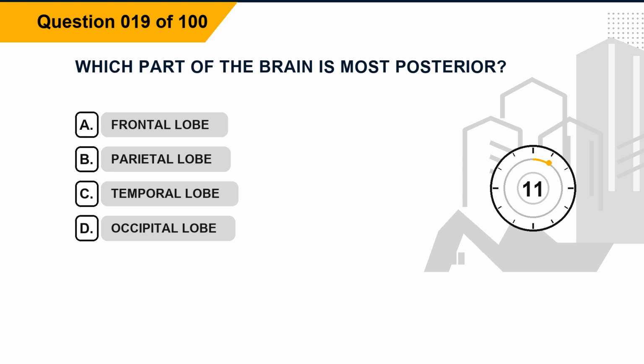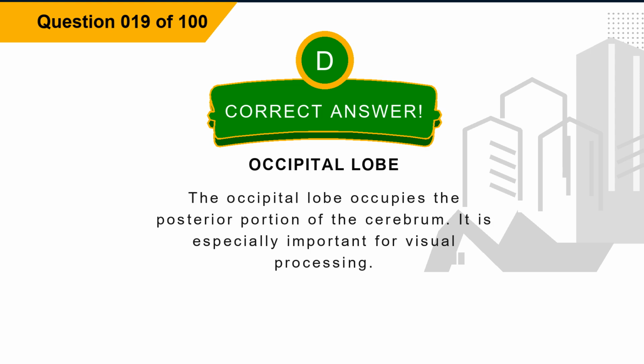Question 19. Which part of the brain is most posterior? Option A, frontal lobe. Option B, parietal lobe. Option C, temporal lobe. Option D, occipital lobe. The correct answer is option D, occipital lobe. Explanation. The occipital lobe occupies the posterior portion of the cerebrum. It is especially important for visual processing.